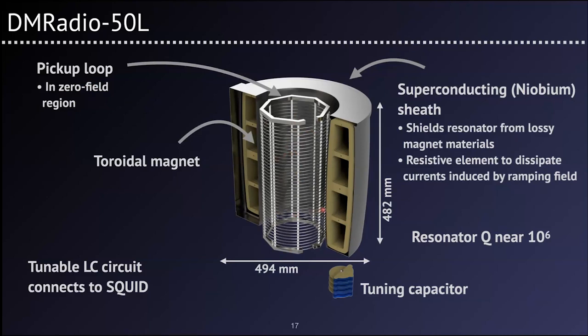One of the advantages of having a toroidal magnet instead of a solenoidal magnet is that you can completely separate out where the axion current is sourced and where you actually do the pickup. This toroidal magnet is pretty much fully designed. We're having the various components manufactured right now. I'll go into that in my subsequent slides. And then finally, of course, this is a resonant detection system. So we use a tunable LC circuit that connects to a SQUID. Here you can see a tuning capacitor, and we anticipate resonator Qs close to about 10 to the 6 from preliminary tests.